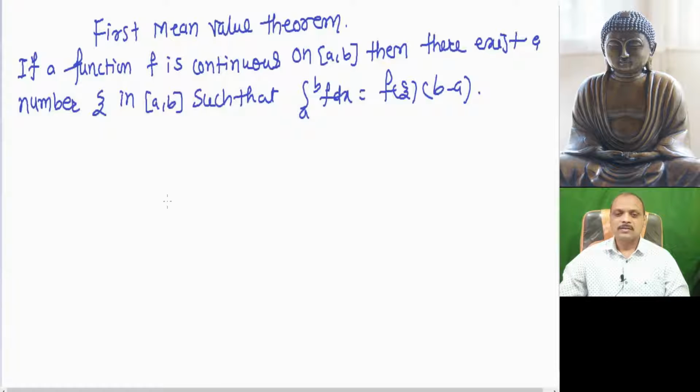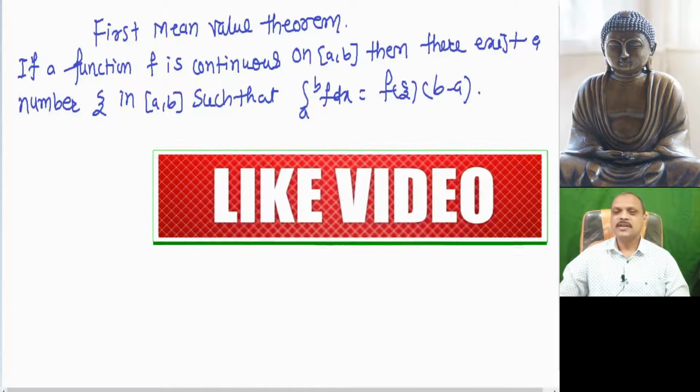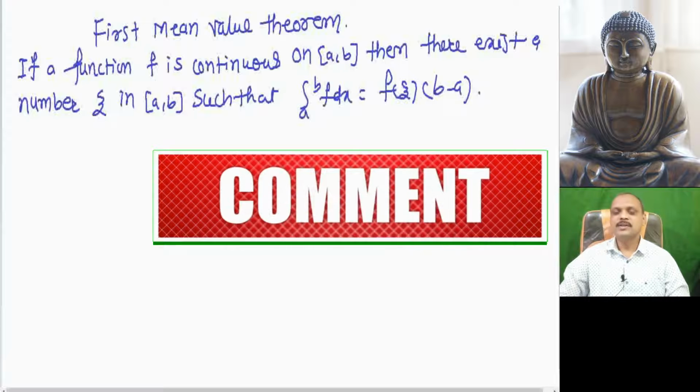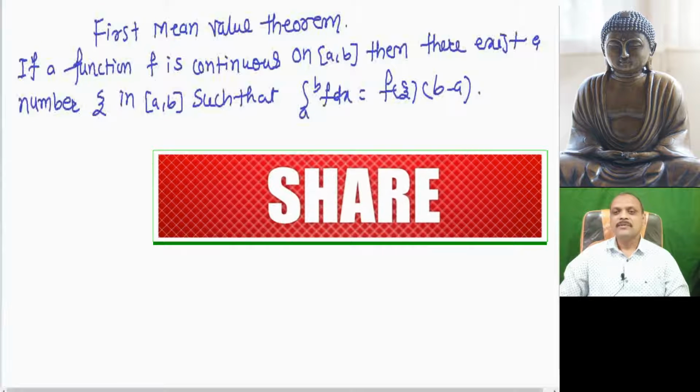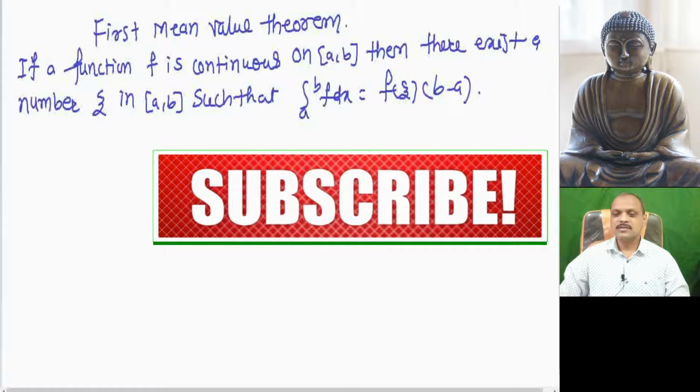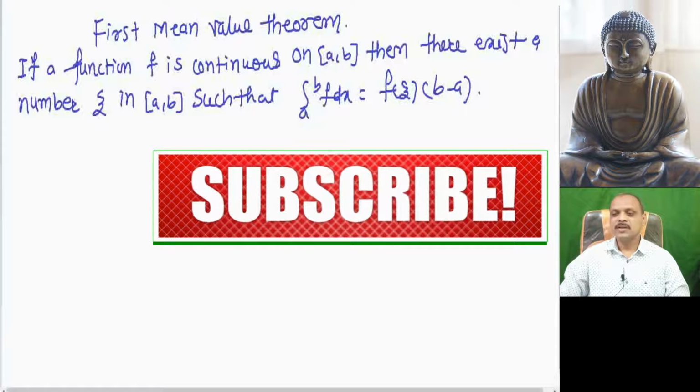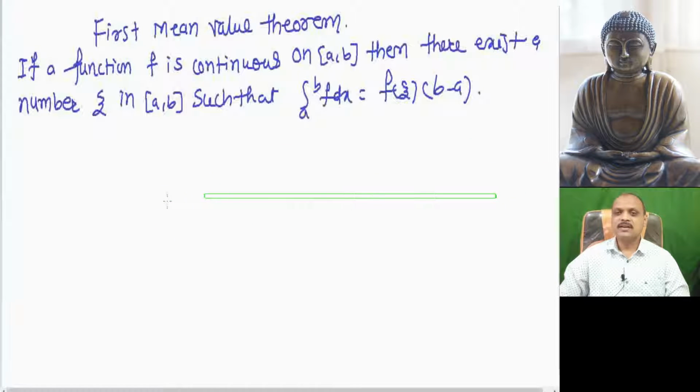The statement of the first mean value theorem of integration is: if a function f is continuous on the closed interval [a, b], then there exists a number xi in the closed interval [a, b] such that the integral from a to b of f dx equals f of xi times (b minus a).